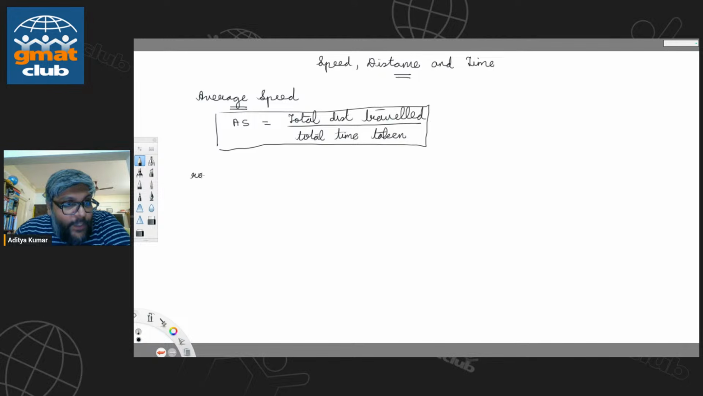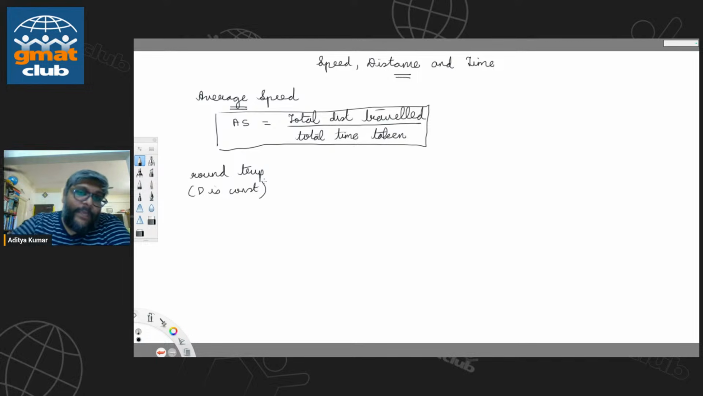Let's say you're going on a round trip. A round trip is something where the distance is constant. Say you're traveling from A to B, and then you're traveling back from B to A along the same road. So when you travel along the same road, that is called a round trip. Distance will always be constant in a round trip. So in a round trip, you can actually tweak this formula of average speed.